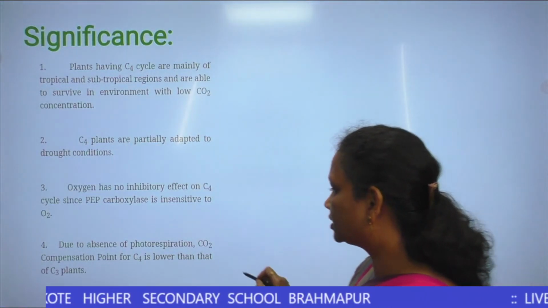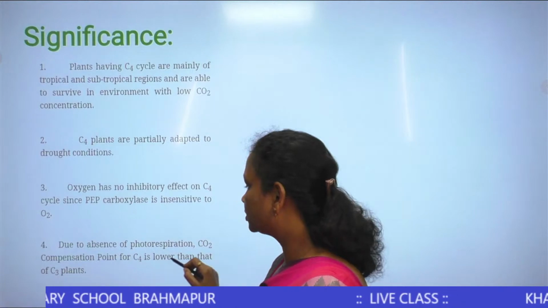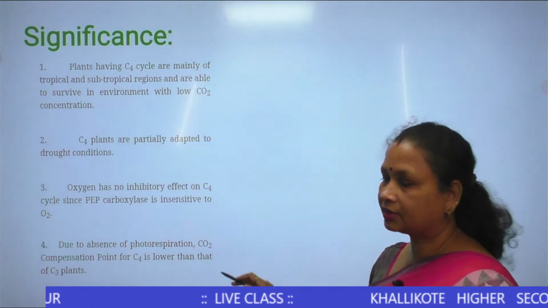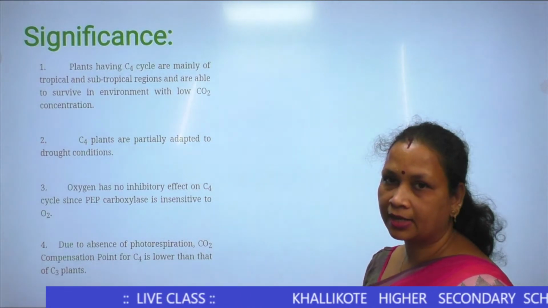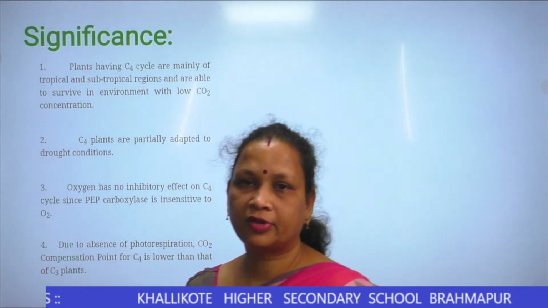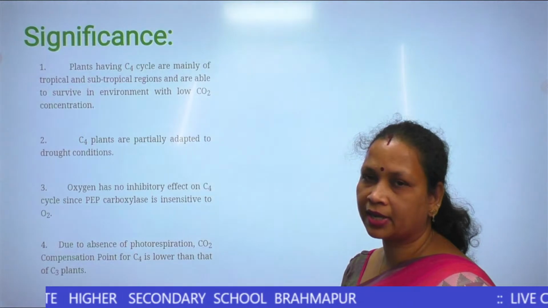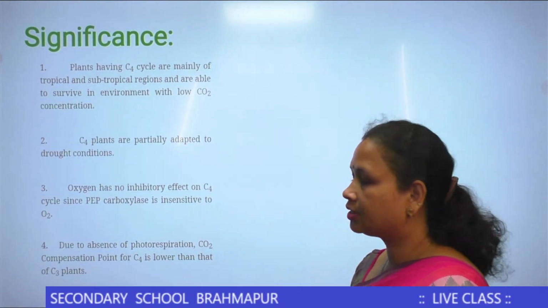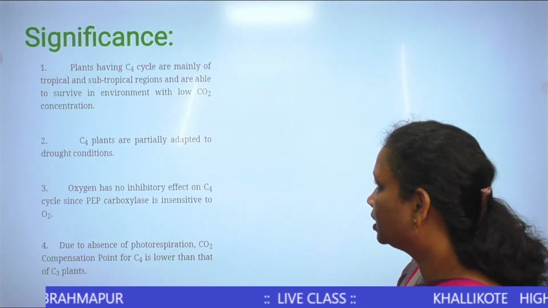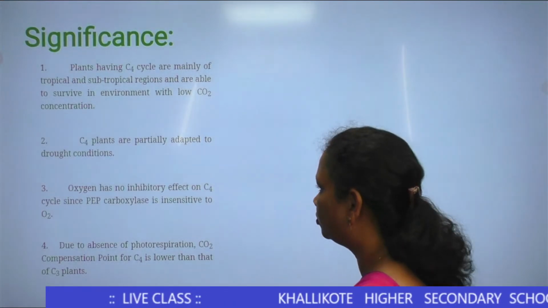So, because there is absence of photorespiration, the carbon dioxide compensation point for C4 is lower than that of the C3 plant. Carbon dioxide compensation point is the point where the amount of carbon dioxide released by respiration is equal to the amount of oxygen that is used up. So, here this is the significance of the C4 cycle.